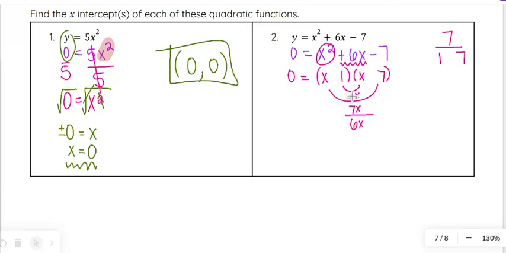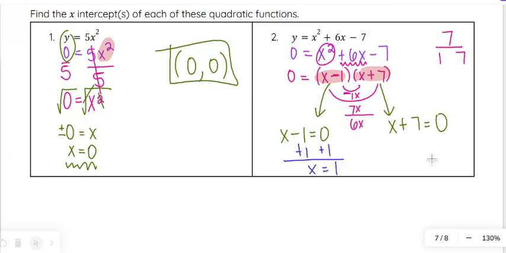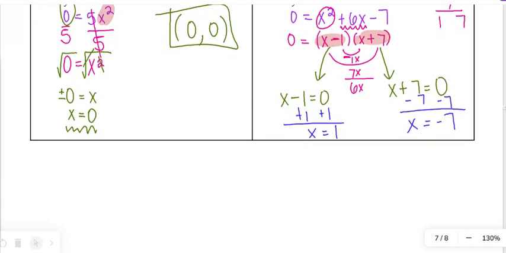To get 6x from 1 and 7, we do 7 minus 1. So this is going to be a negative, and this will be a positive. Then we can double check that negative 1 times 7 does get us back to negative 7, which is true. At that point, we take each factor, so x minus 1 is a factor, and x plus 7 is a factor, and we set each of those equal to 0. So x minus 1 equals 0, and x plus 7 equals 0. Then we solve each of those: add 1 to both sides, we get x equals 1. Subtract 7 from both sides, and we get x equals negative 7.